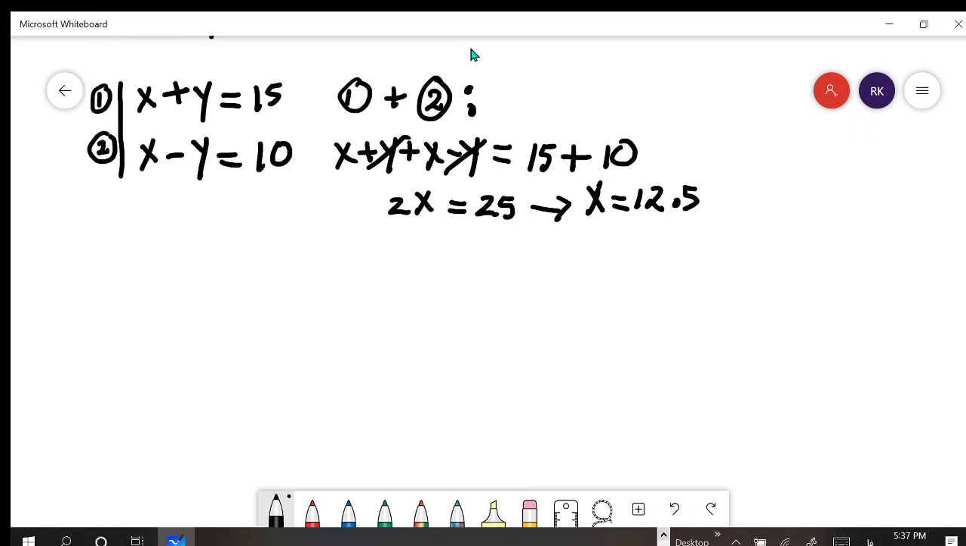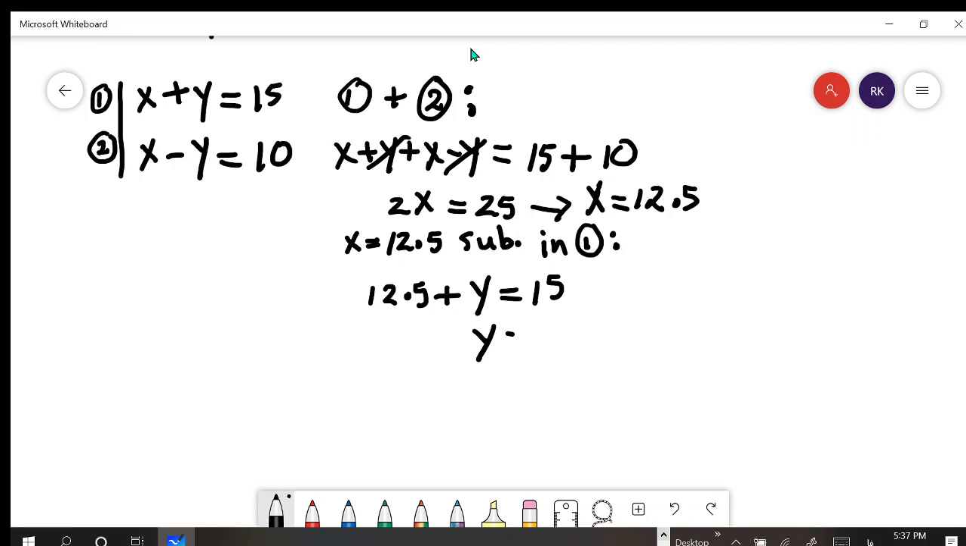And then we take this x, so we take x equals 12.5 and substitute in what? Either in 2 or in 1, doesn't matter. Let's put it in 1. So what we get is 12.5 plus y has to equal 15. So y equals 15 minus 12.5, which is 2.5. So the solution is 12.5, 2.5, and that's exactly what we got by graphing.